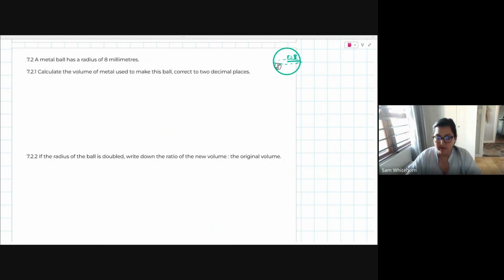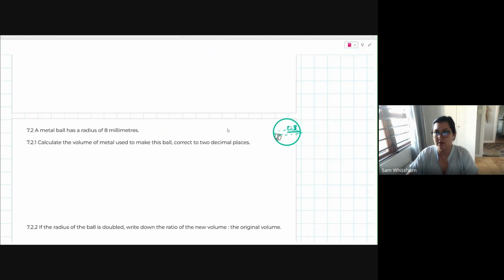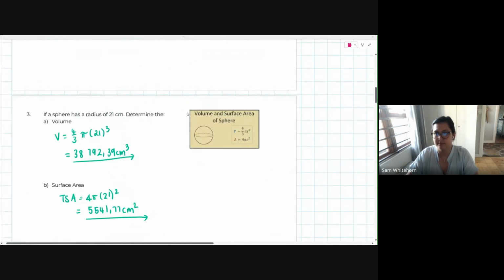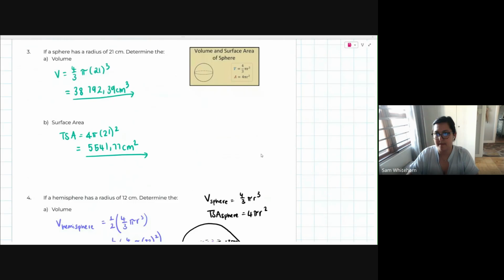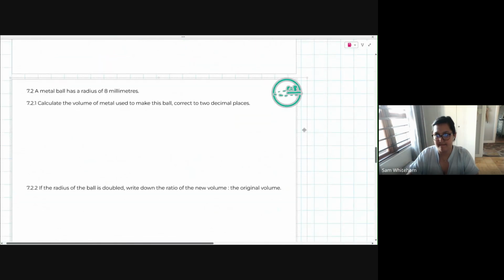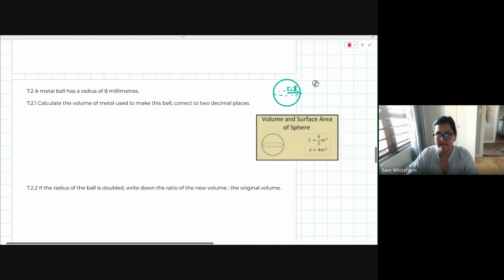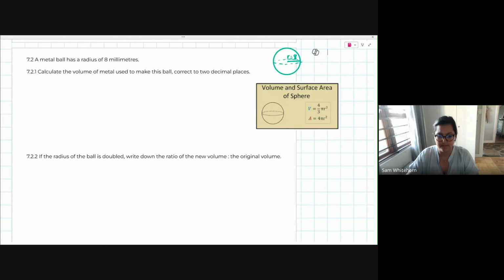Does anyone need me to write the formula down again? Okay, I put the formula there just in case you did need it. You do have it, but I just put it there. Let me give you 1 more minute and then we'll have a look at what the volume is. And again, you're welcome to put it in the chat so that we can check each other and check ourselves.